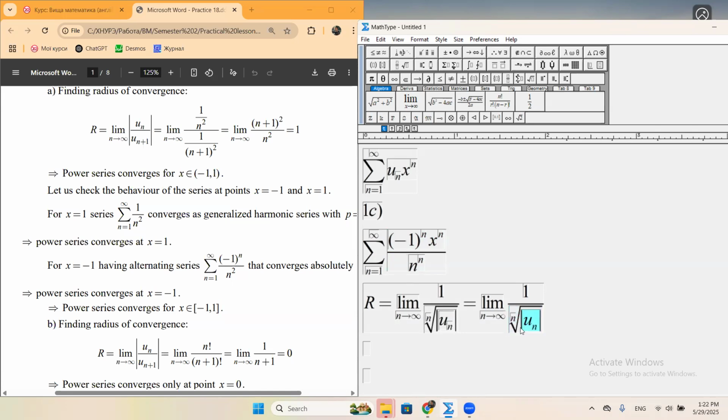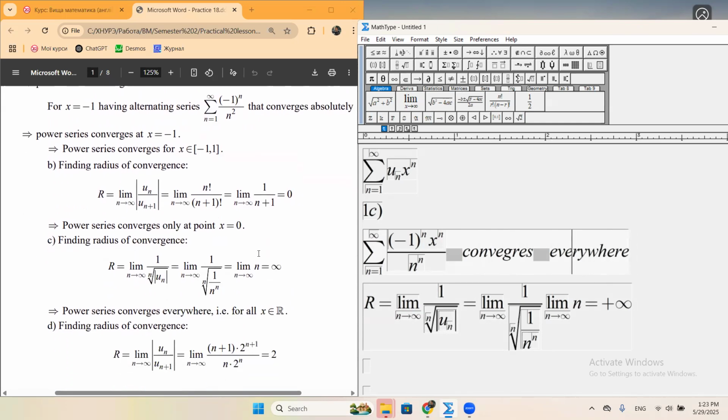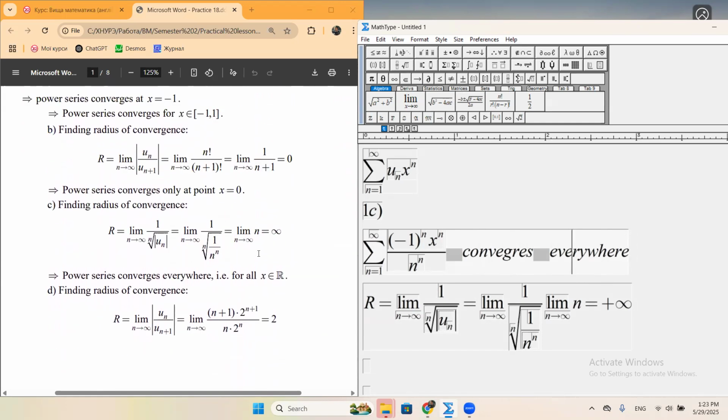What do I have here? 1 over n to the power of n, so I will receive the limit of n, and it equals plus infinity. What does plus infinity mean? An infinite radius of convergence. It means that the power series converges everywhere, so for each x, it converges.